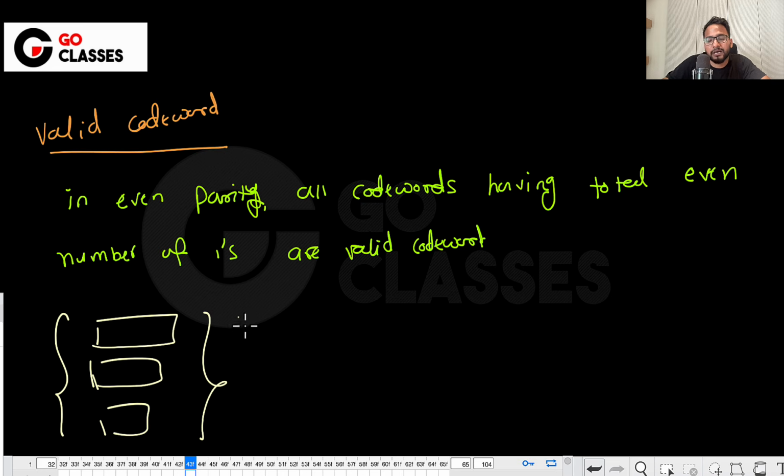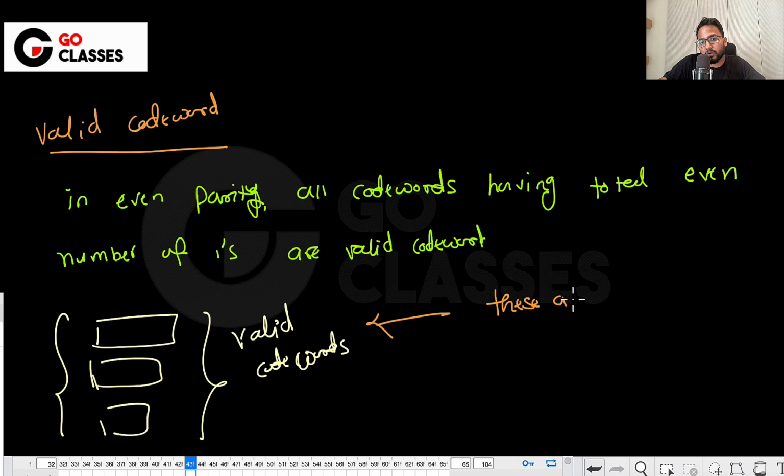For any error detection, error correction, there are some set of valid code words. These set of valid code words are known to sender and receiver both. I mean, they can calculate, or this is known. So basically the receiver knows that this is a valid code word. These are known to both sender and receiver, right?